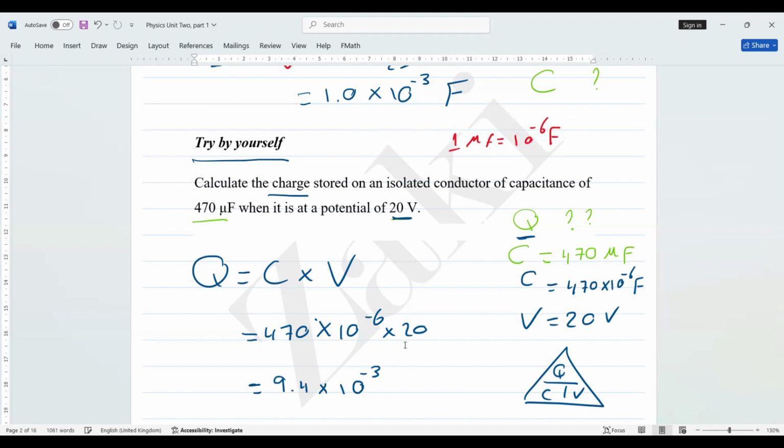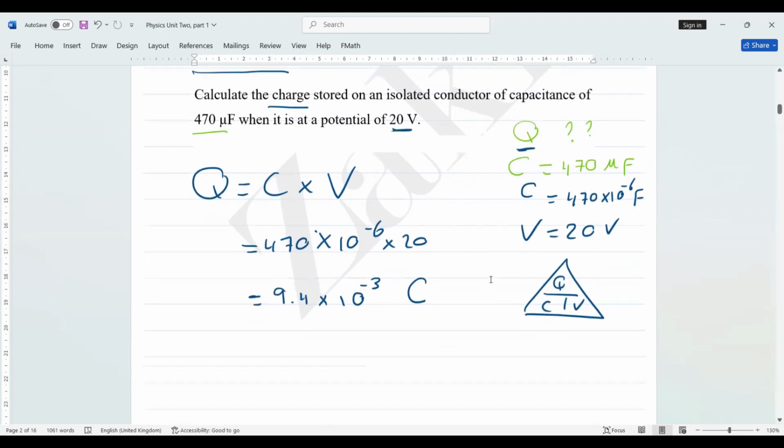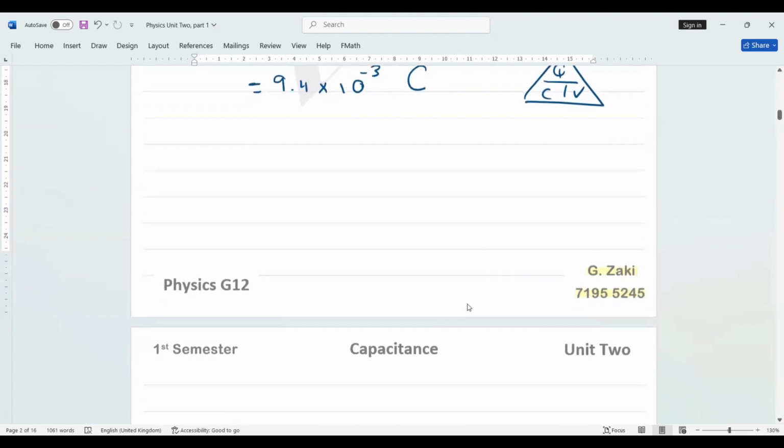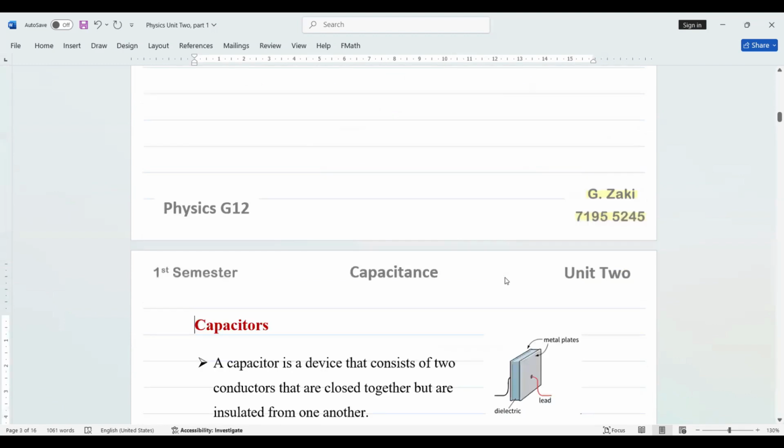Take care of the unit of a charge and the symbol of capacitance. Take care, okay? Now, let us talk about the next part, the capacitor. We talked about capacitance. Capacitance is for any conductor, but now we talk about the capacitor.